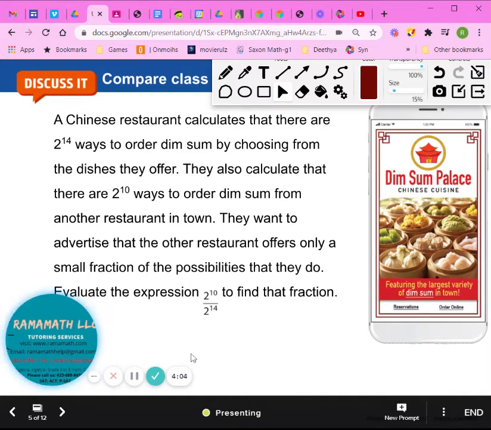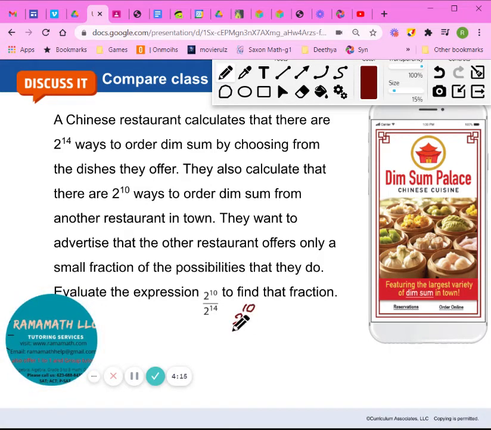Now let's look into this question. When I see 2 to the 10 over 2 to the 14, what does that mean? For 2 to the 10, I need to write 2 ten times, and for 2 to the 14, I need to write 2 fourteen times. If I cross out, I'm left with 4 at the bottom. Or maybe I can write 2 to the 14 as 2 to the 10 times 2 to the 4. Do you agree? Because same base, we add the exponents so that I can get the 14. Now I can cross out 2 to the 10 and 2 to the 10. Now I'm left with 1 over 2 to the 4. So 2 to the 4 means it's 1/16 of the fraction. Okay?